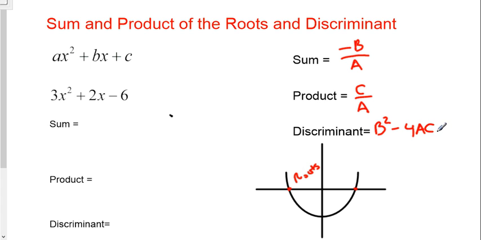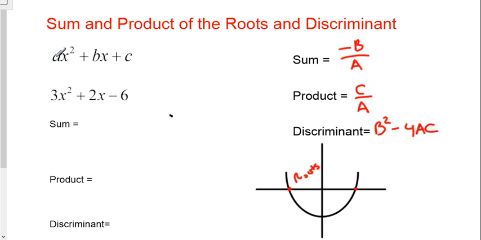And just for a side note, b squared minus 4ac is the part that's inside the radical of the quadratic equation, if you're familiar with that. All right, so we have three equations here. We have our formulas here. We have negative b over a, c over a, and b squared minus 4ac. Well, what the heck does that mean?